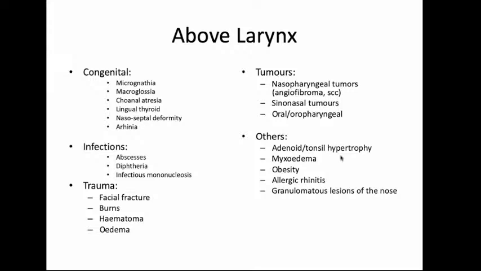Allergic rhinitis is an allergic condition affecting the nose, and that results in large turbinates in the nose, which block the nose and cause obstruction. And in rare situations, granulomatous diseases of the nose also cause obstruction.